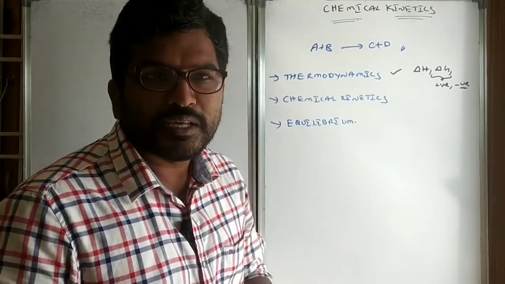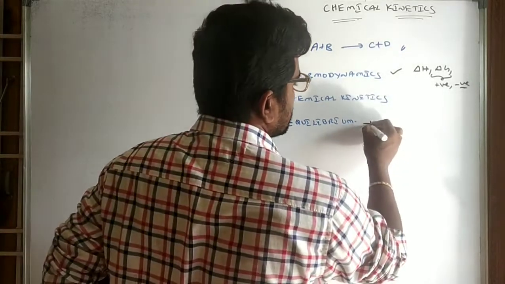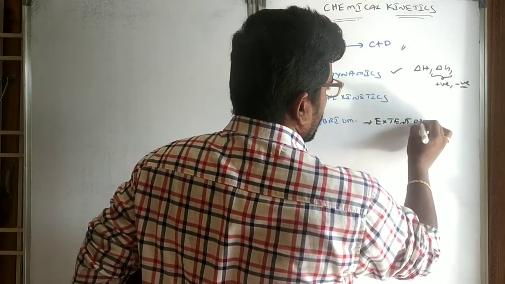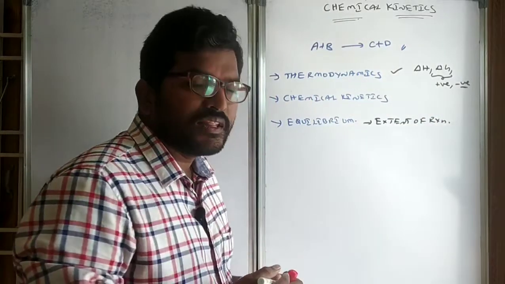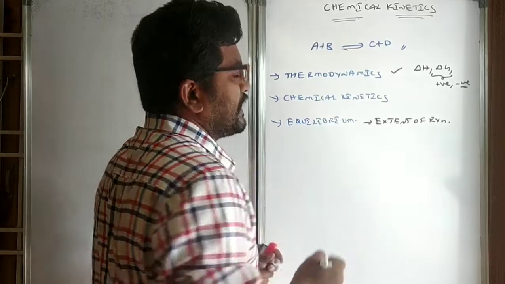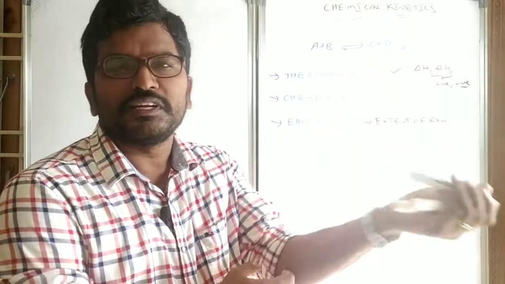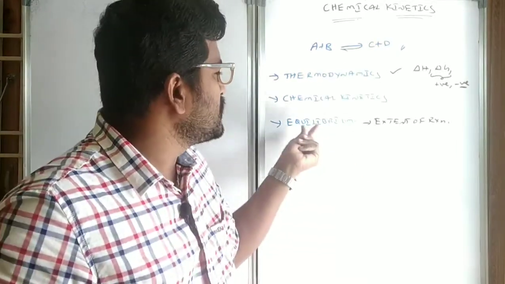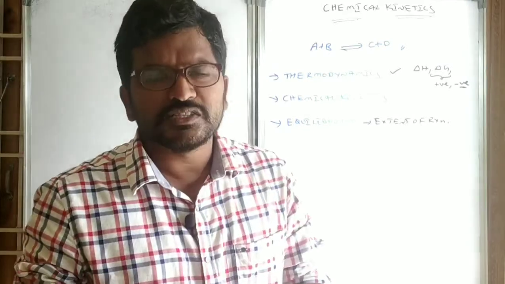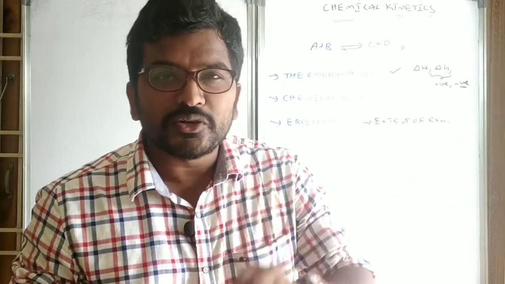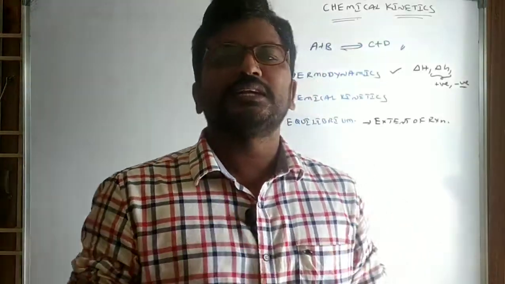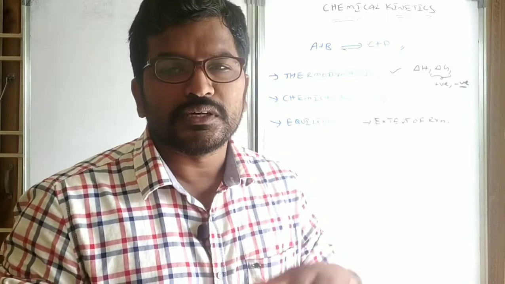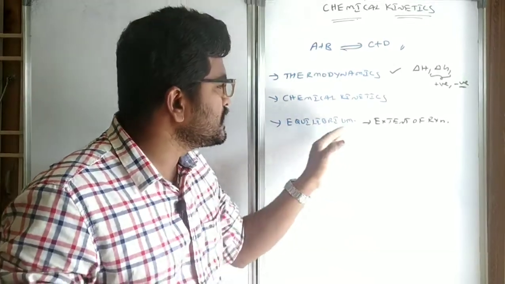And equilibrium explains the extent of reaction. Of course here I am giving the forward direction, but it will be reversible also. For a reversible reaction, all reactions will not go to that much extent. So to what extent the reaction will happen, how much percentage of reactants converts into products, and how much products are formed after a particular time can all be studied by using equilibrium.